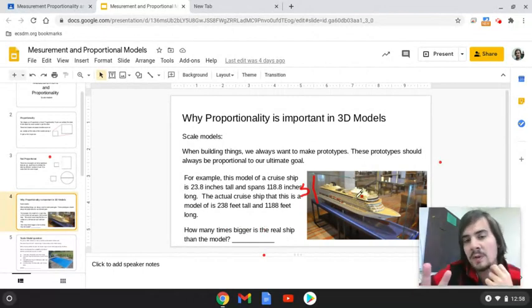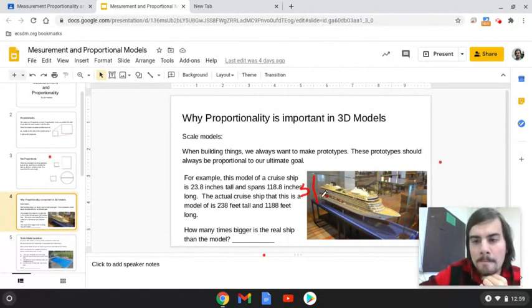You guys might want to pause the video for a second and just take a guess, just estimate. How many times bigger might a real ship be than this model? Okay, so you guys did that. Now let's find how much bigger it actually is.